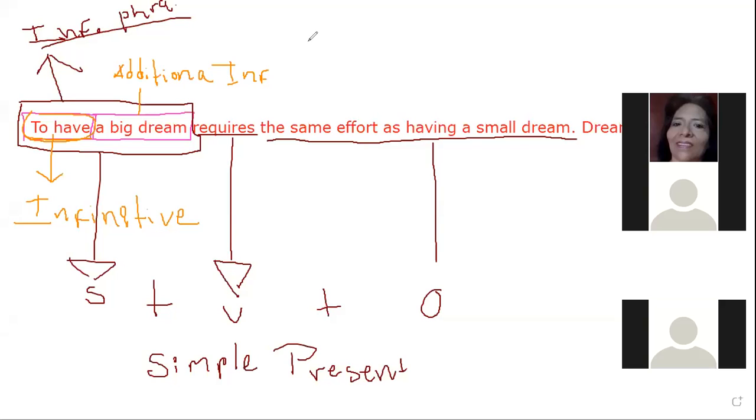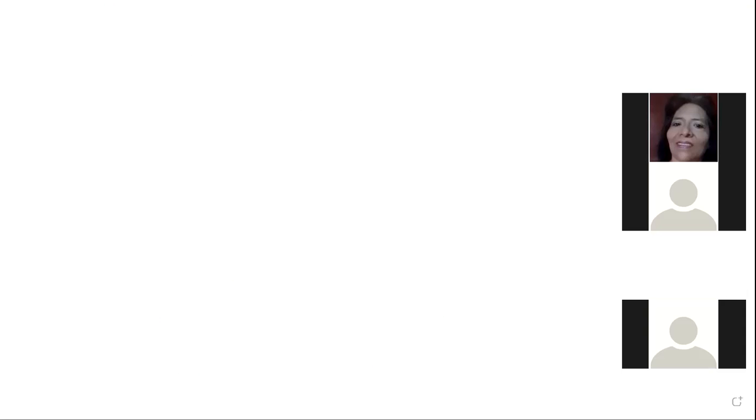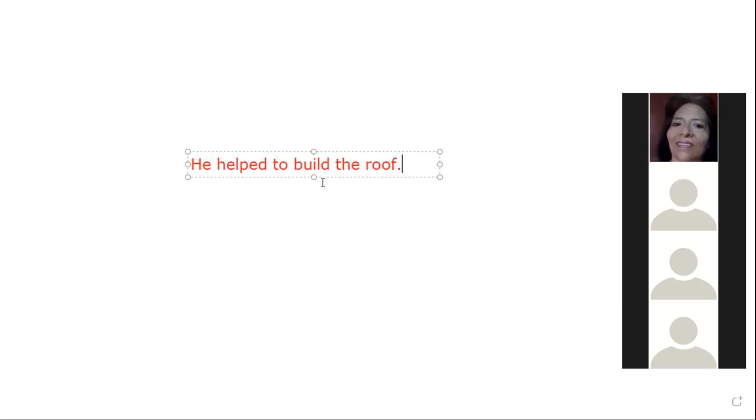I will delete the whole drawings. Here is a sentence using the infinitive phrase, but in past. He helped to build the roof. Can you identify what is the infinitive phrase in this case? To build. Okay, to build is the infinitive. And the roof is the additional information, which becomes the whole object as an infinitive phrase.